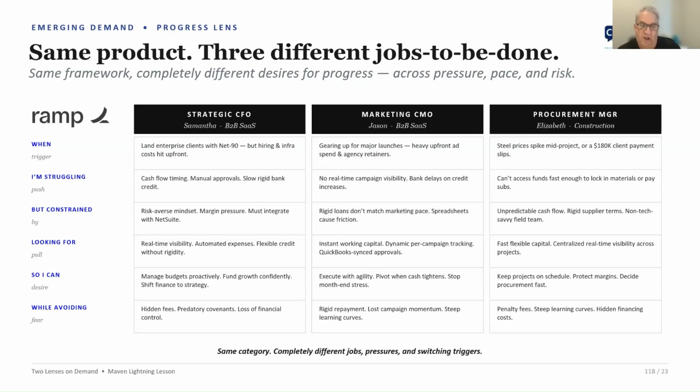And so if you're comparing and contrasting the story of the CFO in a B2B SaaS company, it's going to differ greatly from the procurement manager in a construction company. Cash flow management, while a common function of managing income and expense and the timing of them, means different things to different industries.